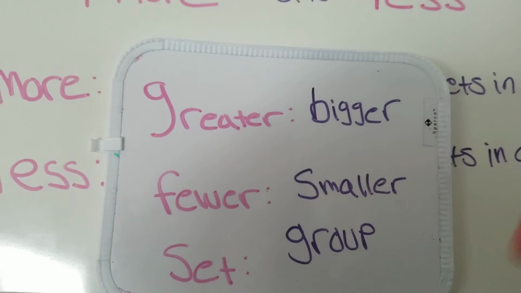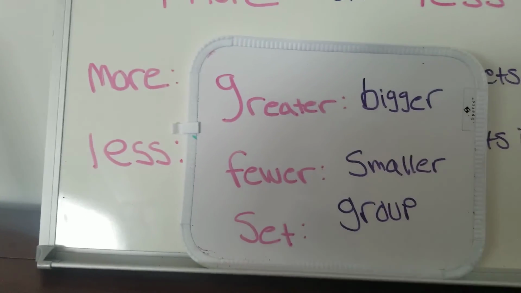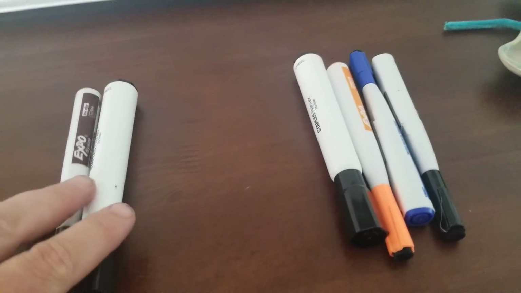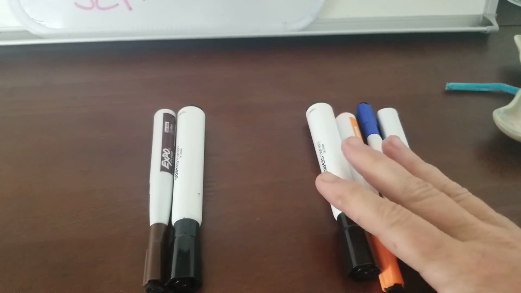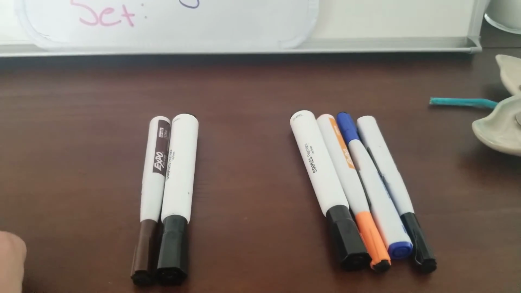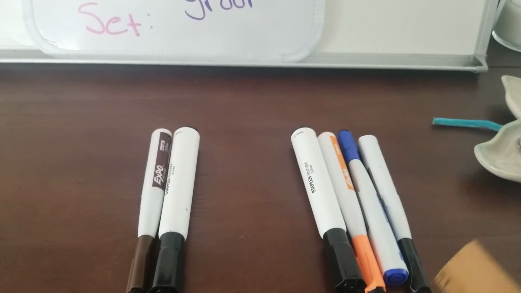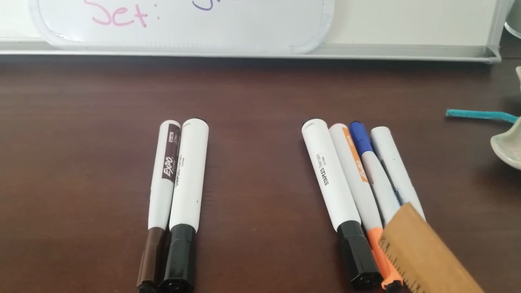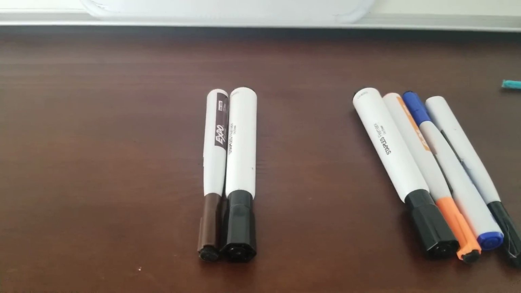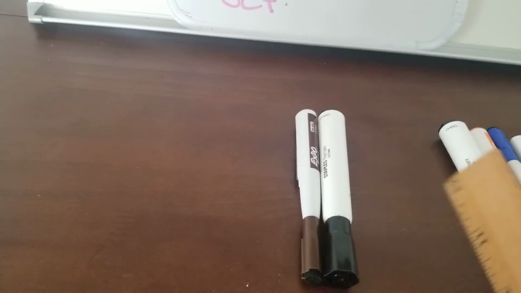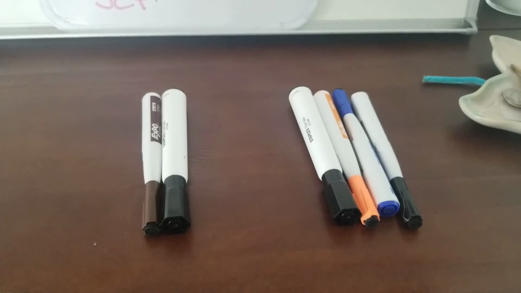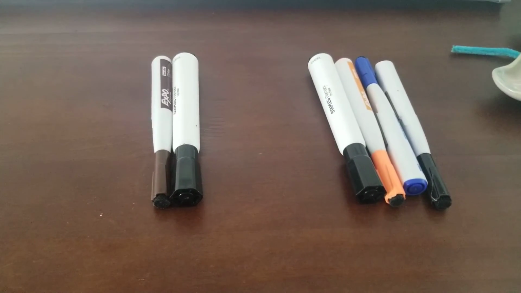This time, Miss Sheila has 2 sets of markers. We're going to look at our markers and find out which set has more markers. How are we going to find that out? We're going to count the objects in the set. 1, 2, 3, 4. This set has 4 markers. 1, 2. This set has 2 markers. Which set has more markers in it?